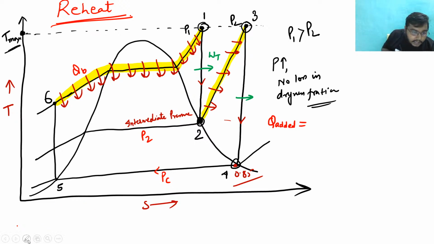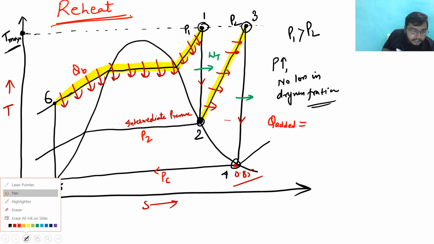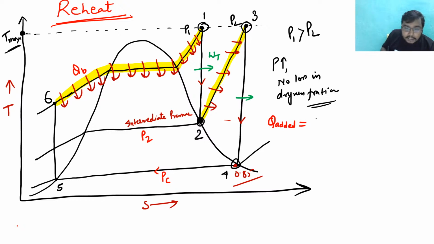So what I can write here is heat added. What is the heat added? Heat added would be H1 minus of H6. Enthalpy at state 1 is more than enthalpy at state 6. So H1 minus of H6. Now I have to add this also. So next would be H3 minus of H2. Yes, this is where we have to do this. So this is the Q added.